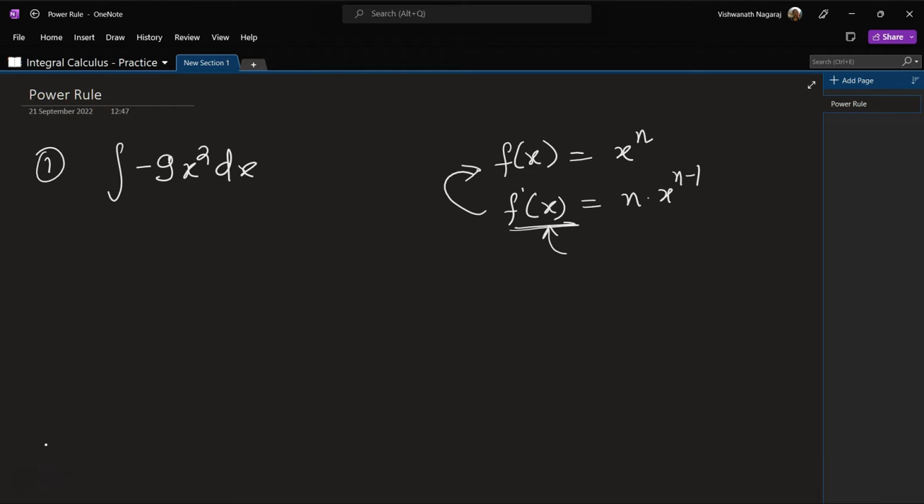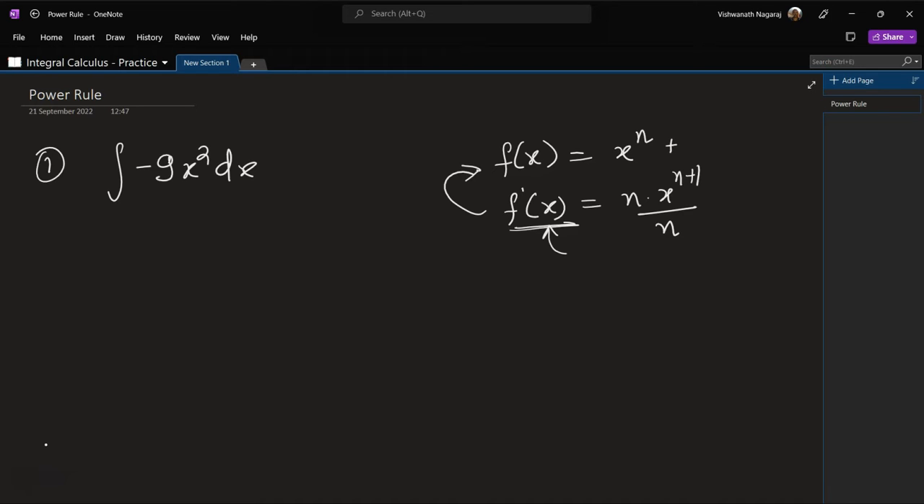We have to first of all cancel this n. This n has to disappear. So we divide it by n. And this should also revert back. So which means we say n plus 1, right?